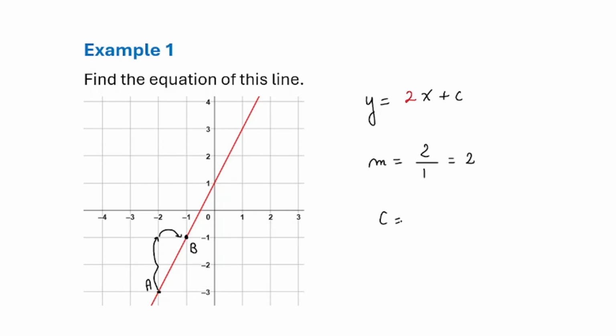Now we find c. The y-intercept is where the line crosses the y-axis. From the graph, we can see that it crosses at 1, so c is 1. We can write the full equation, y = 2x + 1.